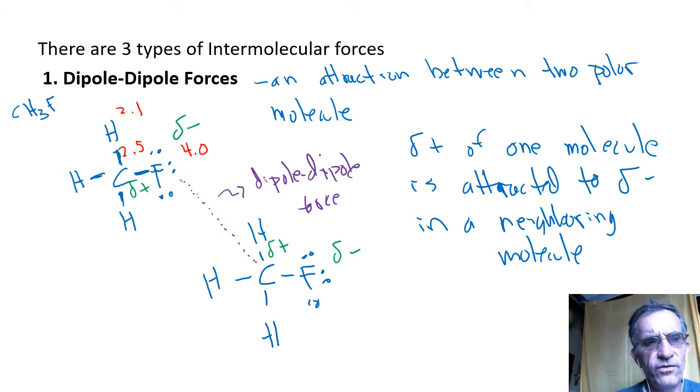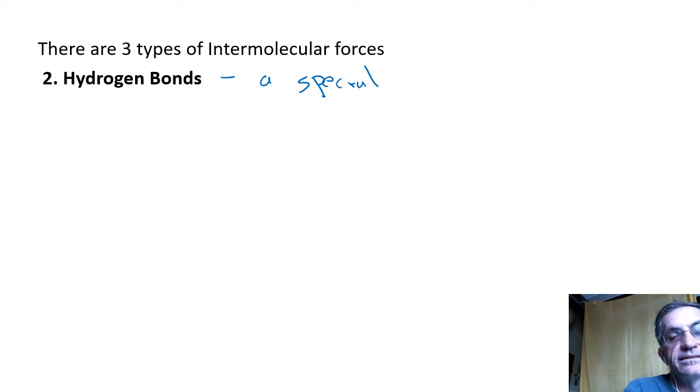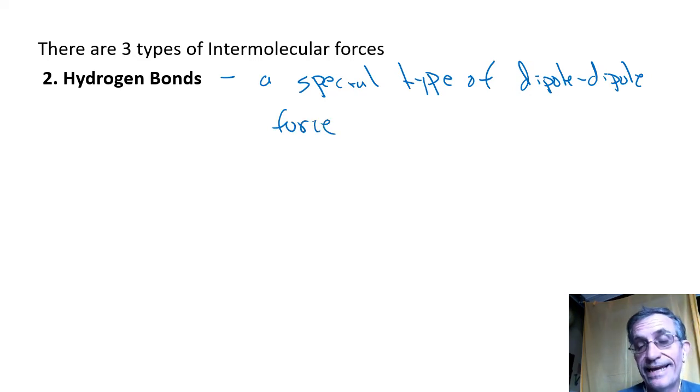Let's flip over. We'll move on to the next one. Okay, our second type of intermolecular force are called hydrogen bonds. So let me tell you a little bit about them, and then I'll show you an example. So hydrogen bonds are basically just a special type of dipole-dipole force. All right, so it's going to still involve the positive of one molecule being attracted to the negative of a neighboring molecule.